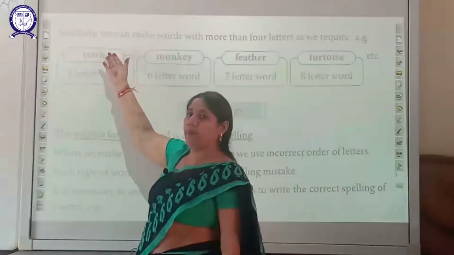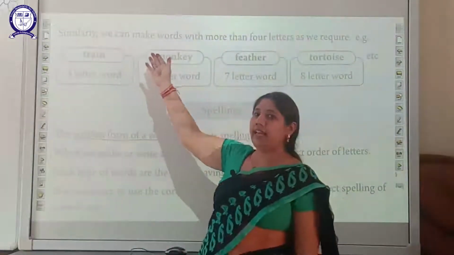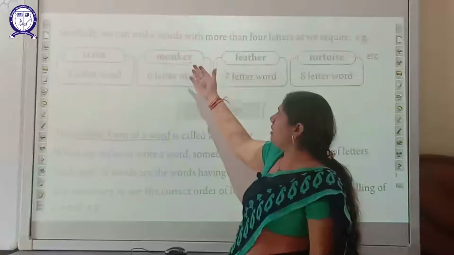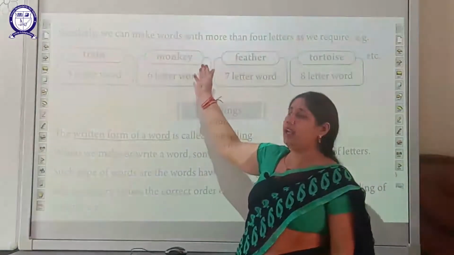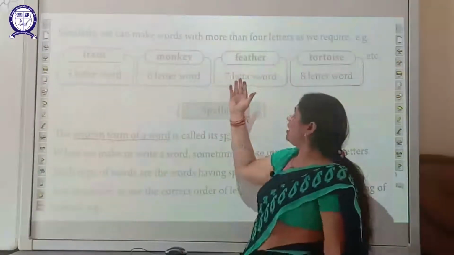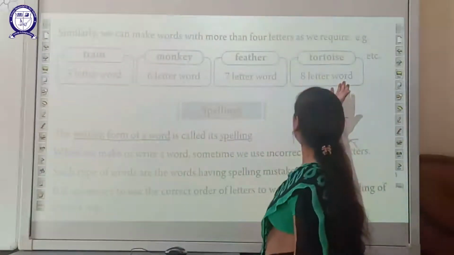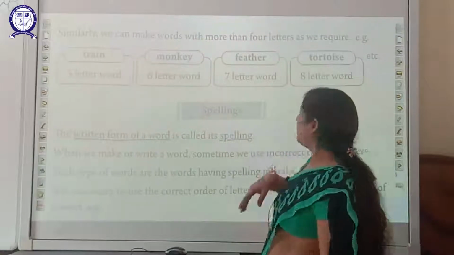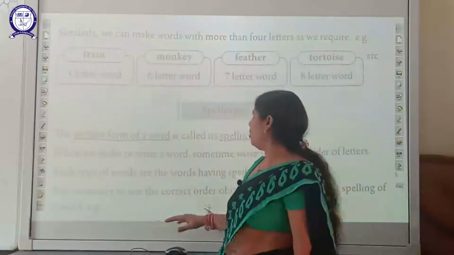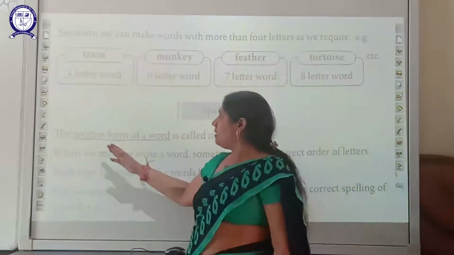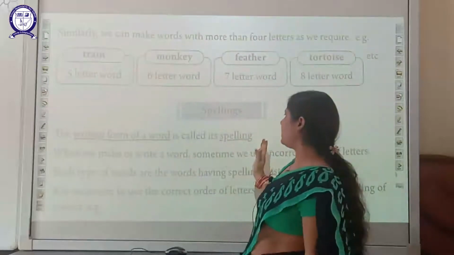Five letter word, for example, TRAIN, train. Six letter word, MONKEY, monkey. Seven letter word, FEATHER, feather. Eight letter word, TORTOISE, T-O-R-T-O-I-S-E, tortoise. Spellings. The written form of a word is called its spelling.